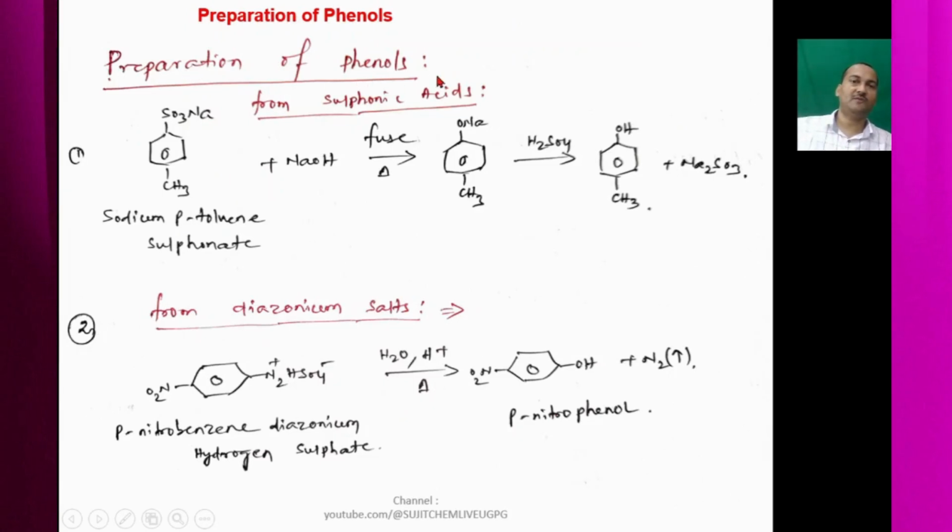Next is preparation of phenol. We can start from sulfonic acids. Sodium paratoluene sulfonate you can treat with sodium hydroxide, so you end up with sodium phenoxide. On treatment with sulfuric acid, you can get phenol. Similarly, we can prepare from diazonium salt. This is the diazonium salt. We can treat with water and H+, and you get the phenol.